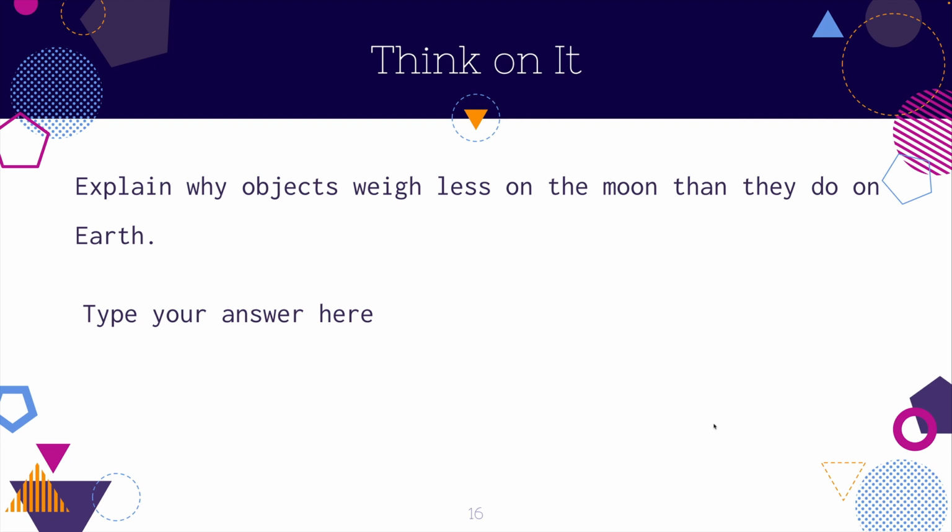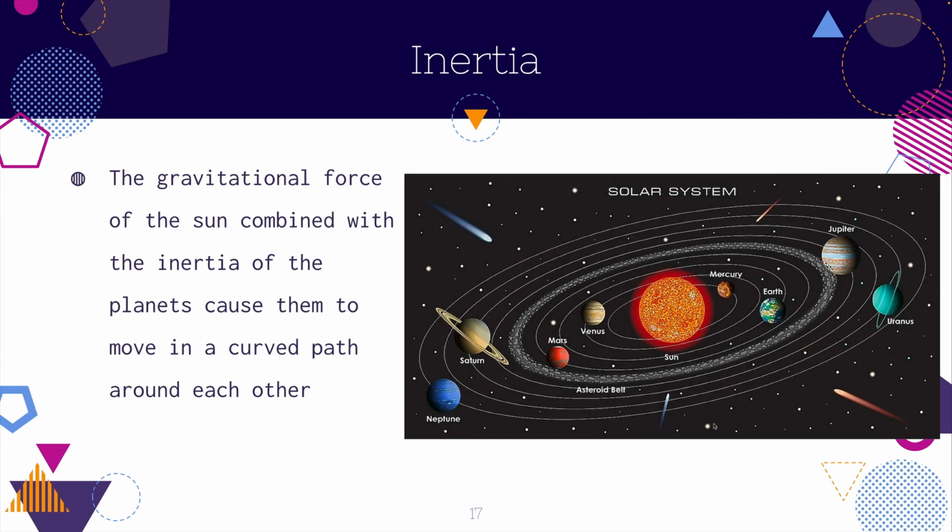Think on it. Explain why objects weigh less on the moon than they do on Earth. Type your answer here. Objects weigh less on the moon than on Earth because the Earth is bigger than the moon. It's more massive, so it has more gravitational pull than does the moon, because the moon is less massive and thus has less gravitational pull. The smaller an object, the less gravity it has. The more massive an object, the more gravity it has.